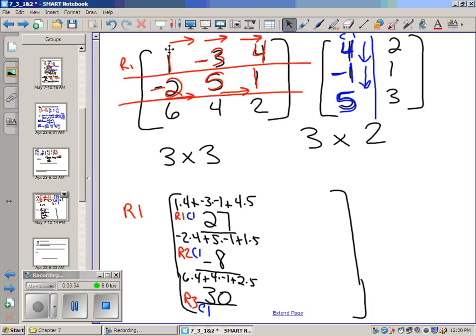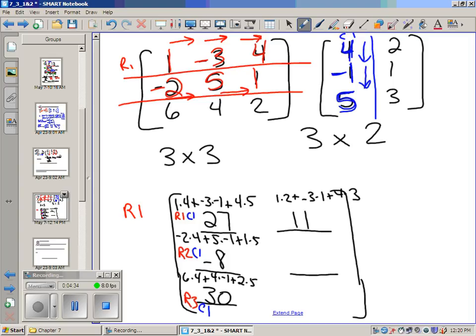All right, let's move over. Row 1, column 2. Somebody help me out. 1 times 2 plus negative 3 times 1 plus 4 times 3. Okay, let's see. 2, negative 1. Is that going to be 11? Good. Okay, if you didn't get this before, try it now.